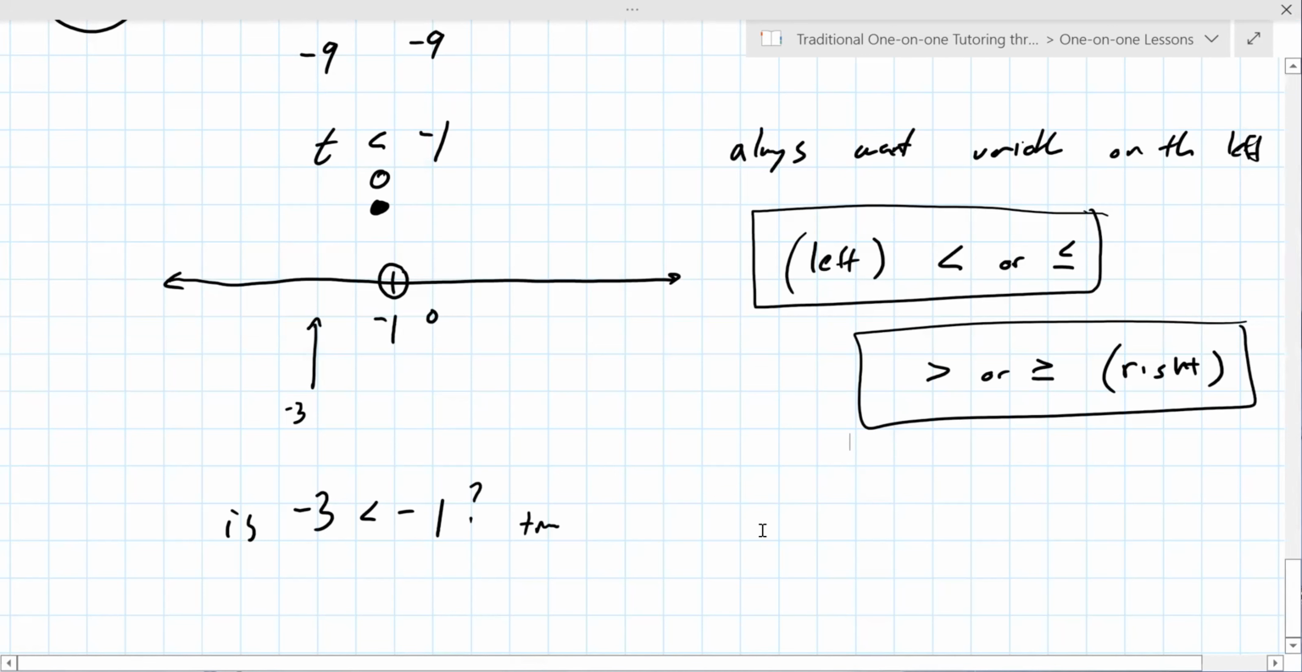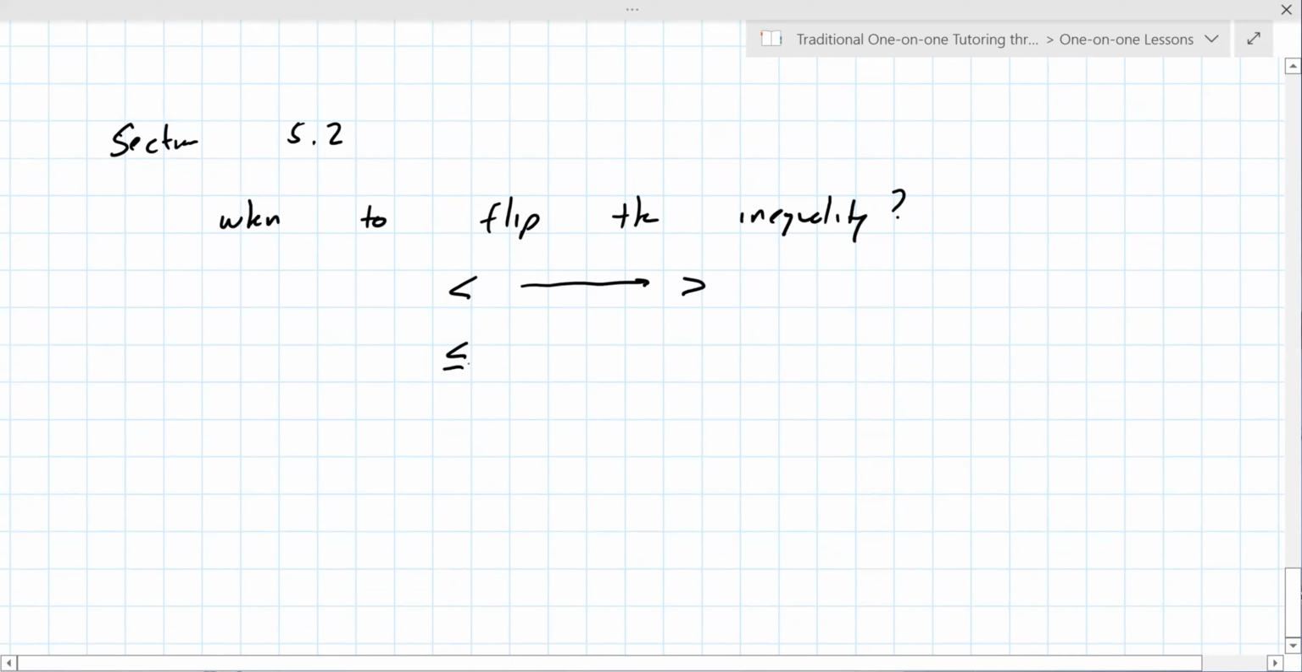Any questions on anything we've done up to this point? No, I think I'm good. Okay, so we're now going to move to section 5.2, and we need to talk about when to flip the inequality. Do you remember from class when you flip this one to the one on the right, or vice versa? Isn't it when you divide by a negative? It's actually multiply or divide by a negative.